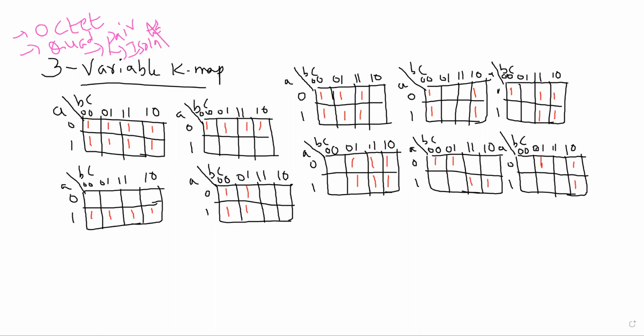Now observe very carefully here. The first one, observe this one. Here there is an octet. Therefore, the output is 1. Okay, if you observe this, there is a chance of a quad. Therefore, we are going to form a quad here.